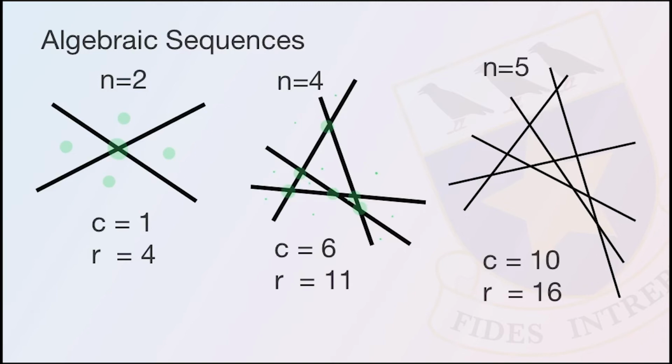And then for 5, the best possible scenario is we have 10 crossing points. And we've got 16 regions. Now, it can be quite tricky to count those, so you may have to use a ruler to make sure you've got really straight lines and be really careful with counting the regions. But these should be the best possible answers.